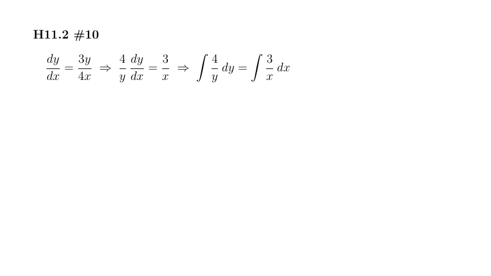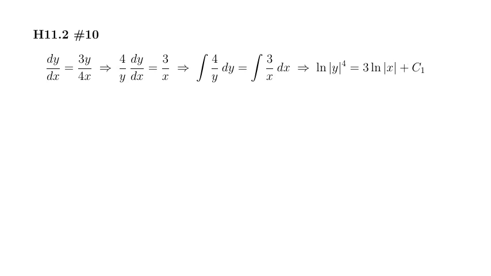The antiderivative of 4 over y would be 4 times the natural log of the absolute value of y, and the antiderivative of 3 over x would be 3 times the natural log of the absolute value of x. So you get something like that. Using a log property, we can move 4 up here as a power, so this is going to be raised to the 4th power.